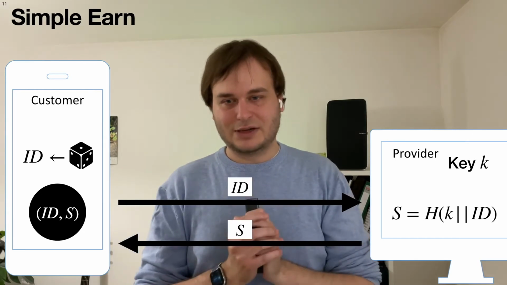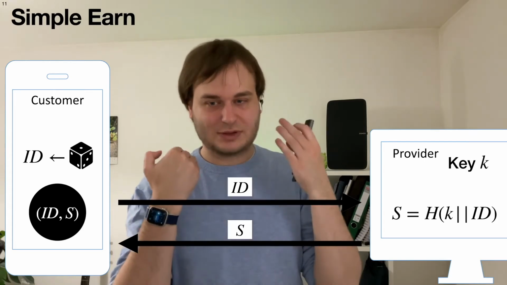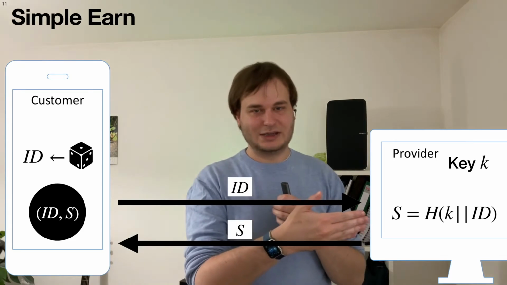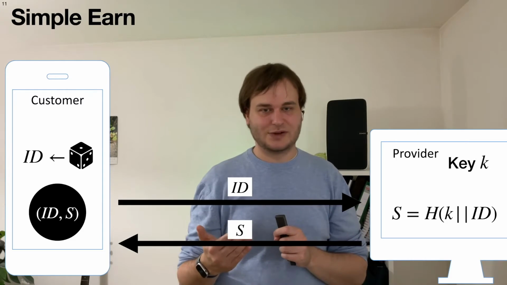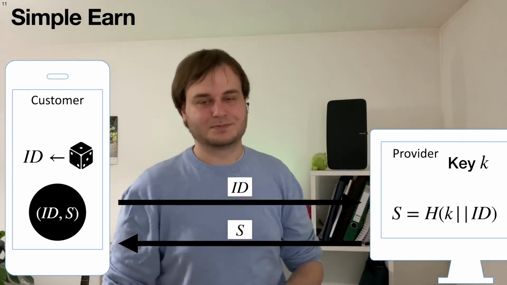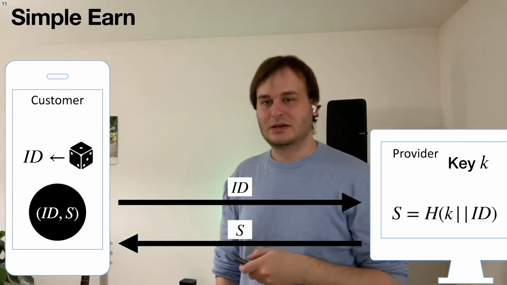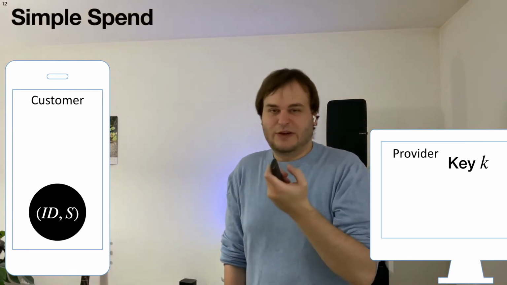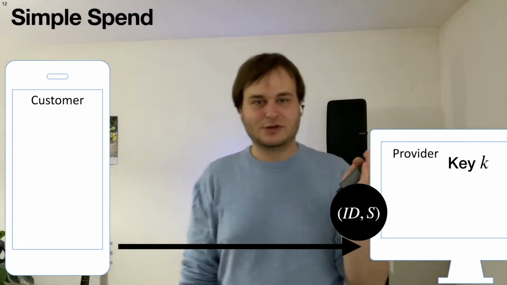Now, the thing that you can immediately see here is that actually the customer cannot compute coins on his own. This is because he doesn't know the hash key k, or the key k. So he won't be able to compute such a value S that's actually the hash of the key and the ID. So this is already a good property. Now, if we spend the coin, we'll do a very simple thing. We'll just reveal the ID and the S of our coin to the provider.